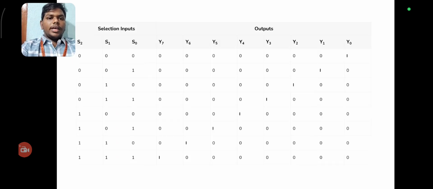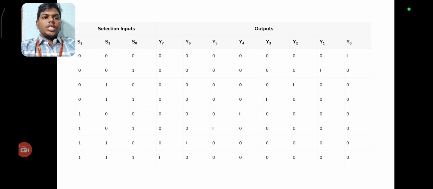Here is the truth table of the 1 into 8 demultiplexer. I am taking three selector lines, S2, S1, S0, and my output lines are Y7, Y6, Y5, Y4, Y3, Y2, Y1, Y0. If my selector lines are all false, then my output Y0 is true and all others are false. If S2 and S1 are false and S0 is true, then Y1 is true and all other outputs are false.